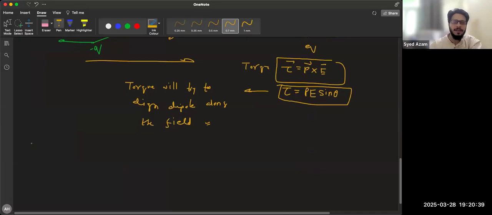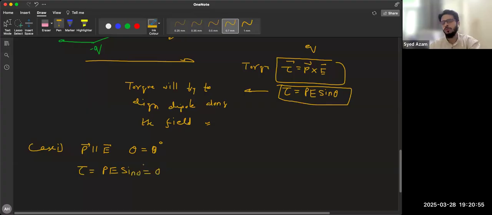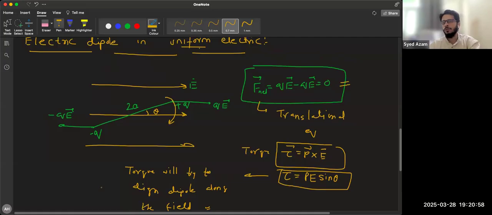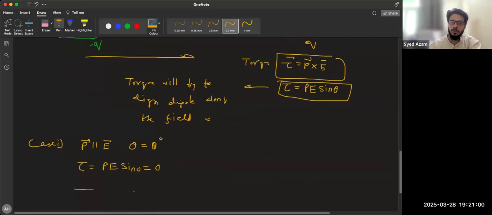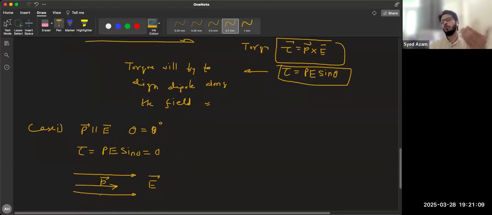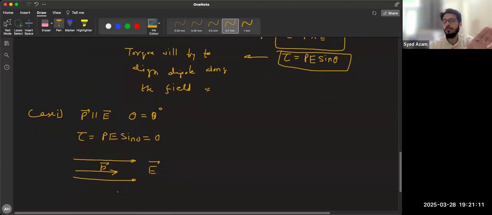Now you can discuss 3 cases here. Case 1, if P is parallel to E. If two vectors are parallel, then the angle between them is 0 degrees. The torque will be PE sin 0, which is equal to 0. So force is always 0, and in this particular case torque is also 0. 0 degrees means this is the electric field and your dipole is along the electric field. Both force as well as torque is 0. That means your dipole is in equilibrium. This condition is known as stable equilibrium.